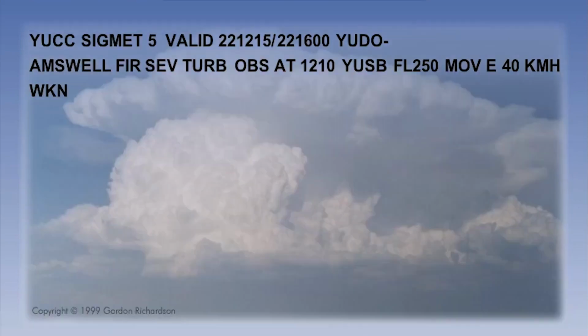Let's now put all of this together. Our fictitious SIGMET reads, the fifth SIGMET message issued for the Yankee Uniform Charlie Charlie Flight Information Region by the Yankee Uniform Delta Oscar Meteorological Watch Office since 0001 UTC. The message is valid from 12:15 UTC to 1600 UTC on the 22nd of the month. Severe turbulence is expected to move eastwards at 40 kilometers per hour and to weaken in intensity.